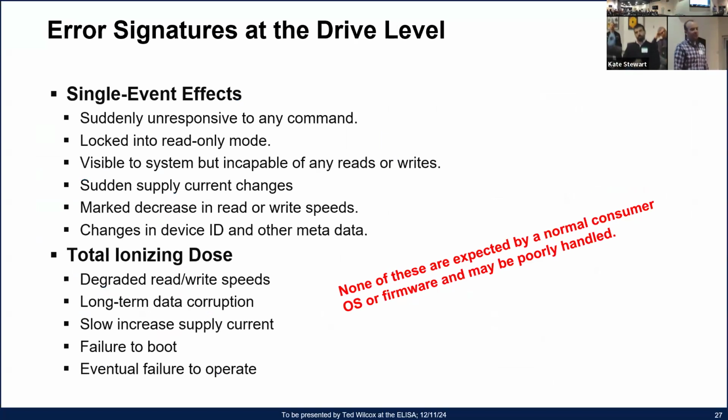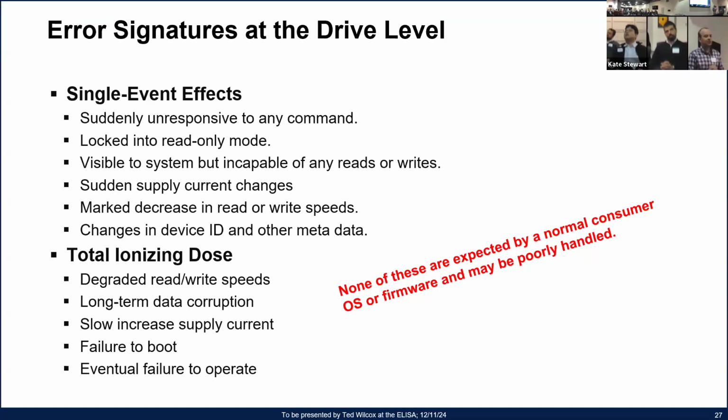Again, when we talked about the commercially available drives, just some of the common error signatures to bring it up to the drive level here. A lot of times things suddenly become unresponsive. They're still plugged in, they're still drawing power, but I can't talk to it. I've seen these drives be locked into a read-only mode where they refuse to write data. They are visible to the system, meaning the operating system can see it, it's there, but it won't do anything. We see sudden supply current changes that may or may not affect our operations.